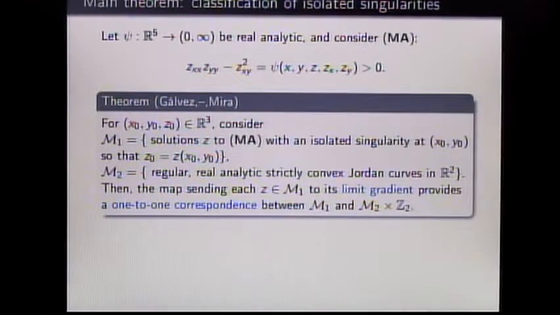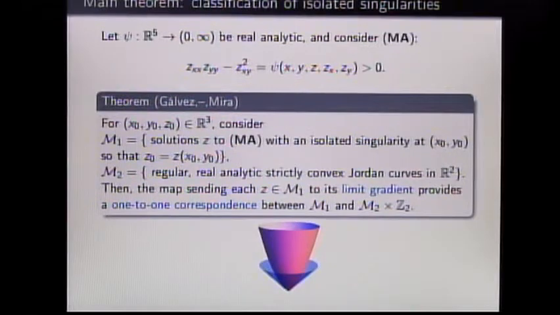Okay? And M2, the class of all the regular, real analytic, strictly convex Jordan curves in the plane. Then, the map that sends each solution into its limit gradient gives you a one-to-one correspondence between these two classes. So, if you have a solution of the PDE, you will have a strictly convex Jordan curve. In some sense, what you are saying is you have a limit tangent cone of the graph of the solution. And conversely, if you start with a profile curve, which is strictly convex, and you construct a cone, you can recover a solution of the PDE whose limit gradient at the point is exactly the curve you started with. Okay? It's more or less clear?